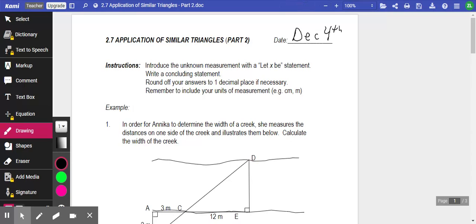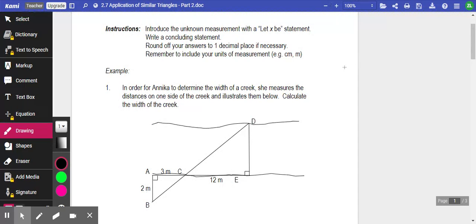So in this case, the instructions are as follows. Introduce the unknown measurement with a let x be statement, write a concluding statement, and then make sure that we round off our answers to one decimal place. And remember to include your units of measurement, whether that's centimeters, meters, kilometers, etc.